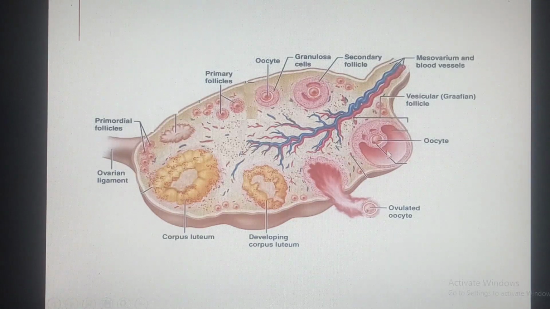Now what happens is that, at ovulation, it pinches out and then it goes into the peritoneum, but it will have to be captured by the fimbriae of the uterine tube. Now you realize that every month this is going to happen, and therefore as you go through a lot of these ovulations, you're going to have a lot of scars around the ovary.